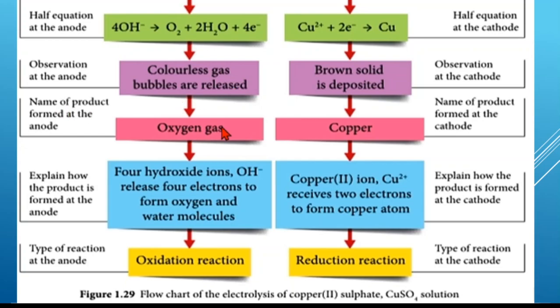The product is oxygen gas. Here, at the cathode, a brown solid is deposited. The brown solid is copper. Explain how the product is formed at the anode. 4 hydroxide ions release 4 electrons to form oxygen and water molecules. While here at the cathode, copper 2 plus ions receive 2 electrons to form copper. So here, release of electrons is oxidation, receive electrons is reduction.